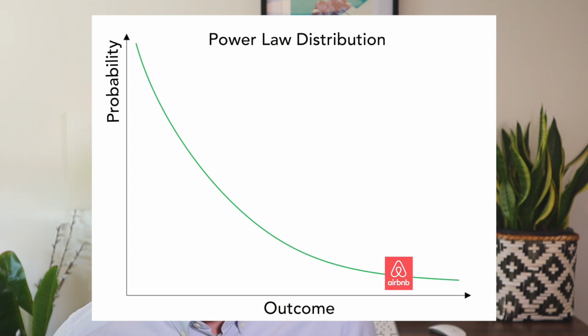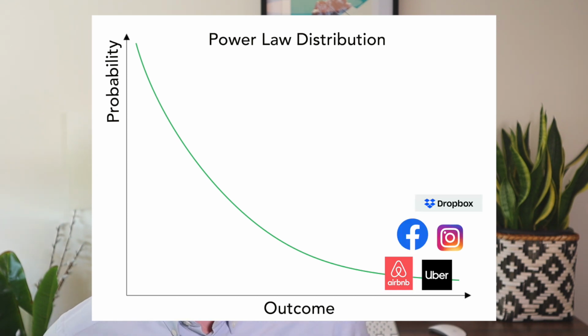Now, these outlier companies sit on the far right-hand side of the power law distribution. Companies like Airbnb, Uber, Facebook, Instagram, Dropbox. Now, the whole game for VCs is that they try and find and invest in these outlier companies so that they can make substantial returns. But in reality, most of the companies they invest in will be on the left-hand side of this distribution and won't return any or much money at all.